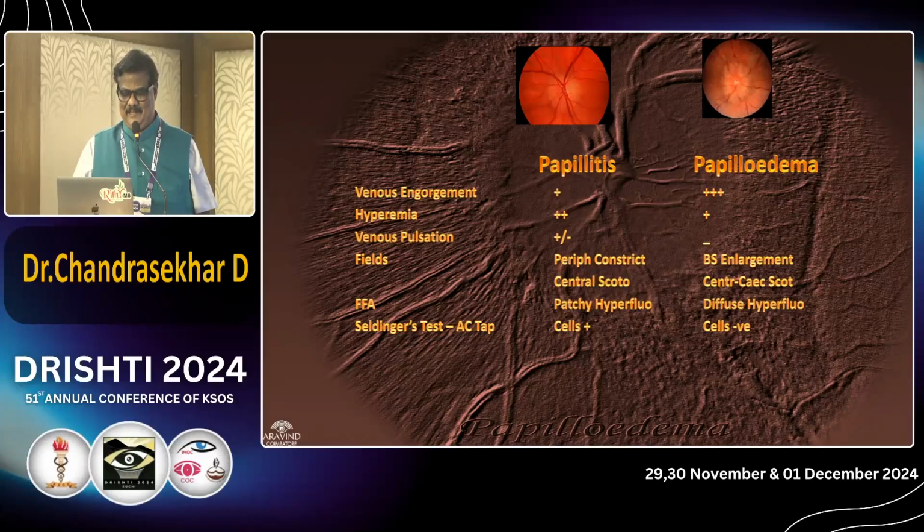A very rare test is an AC tap. In papillitis, you will get cells in the anterior chamber; in papillary edema, you will not. These are some of the things they can ask in the exam. You can write these in your exam; there are about 14 or 15 differences. So this is an overview about papillary edema.